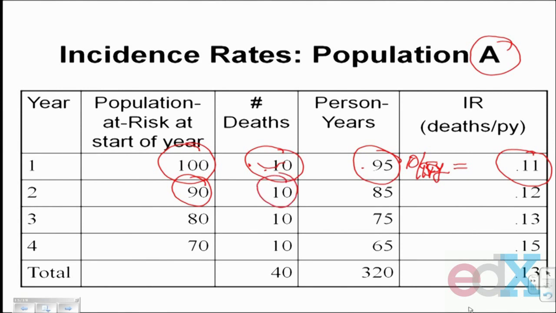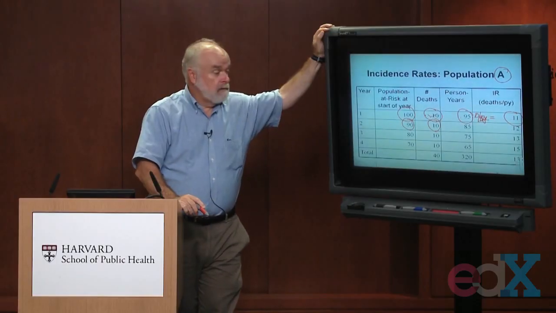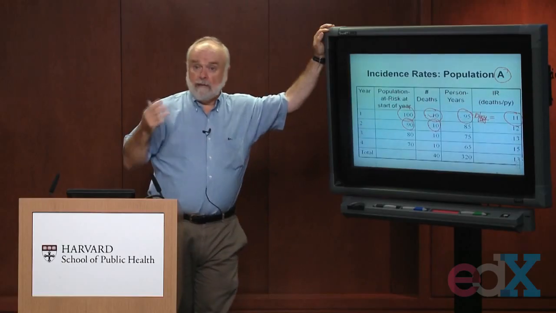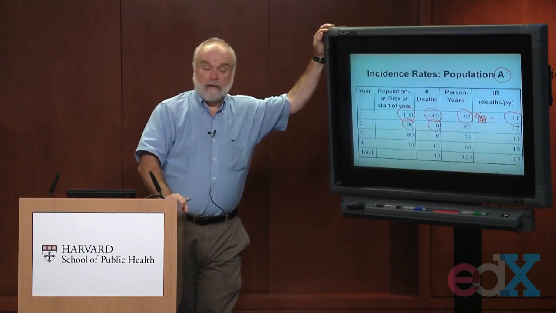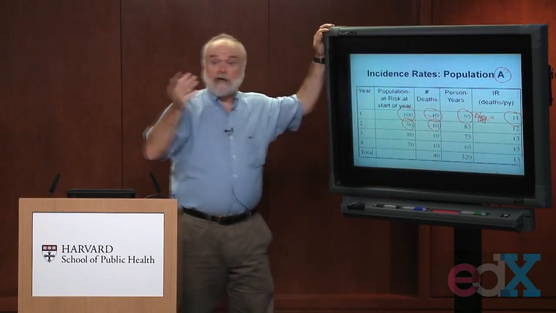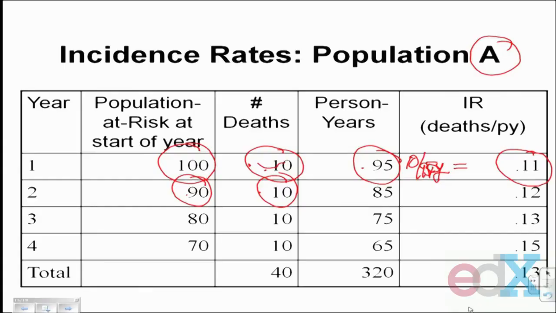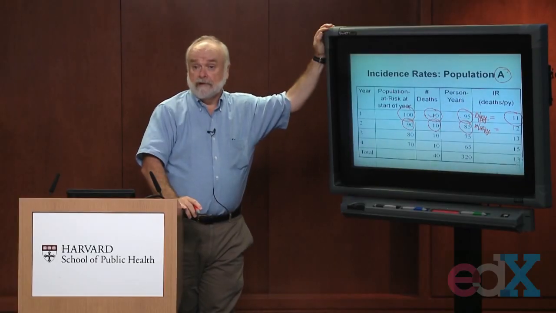How much person time would I expect to see in the second year? Well, if 10 died out of 90, that means 80 survived. 80 people gave me a full year of follow-up. The other 10 gave me, on average, a half year of follow-up. In total, another 5 years. So those 10 cases of death would occur from 85 person years of follow-up. And the incidence rate, therefore, would be 10 divided by 85 person years, which is equal to 0.12 deaths for every 1 person year.